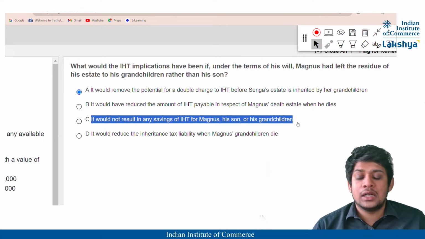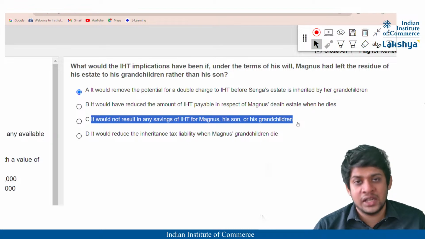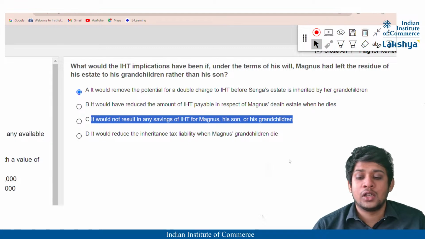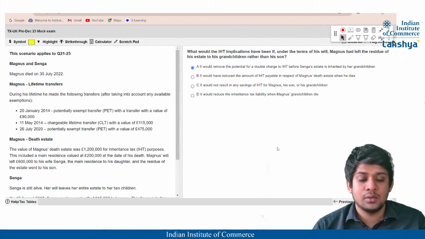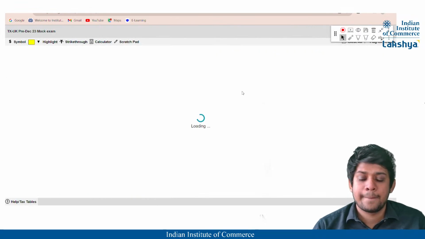Okay. It would not result in any savings of IHT for Magnus, his son or his grandchildren. Obviously, it would result in savings. And the last one, it would reduce the inheritance tax liability when Magnus's grandchildren die. That will not be the effect. So I think option A is going to be the correct response here. Moving on to the next question.